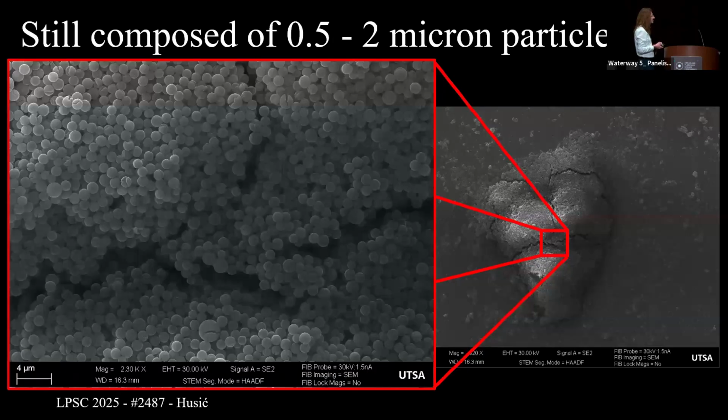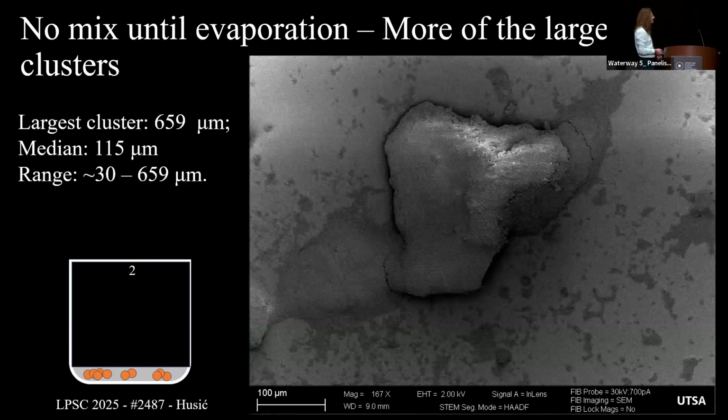And then if you zoom in on some of these particles, you can see these big clusters are still created of those 0.5 to 2 micron particles. And then if you do it until it evaporates, you get a better median, about double. So time here might make a difference. That's the biggest one I could find, 659 microns. So sometimes the maximum is a little bit lying, in a way.